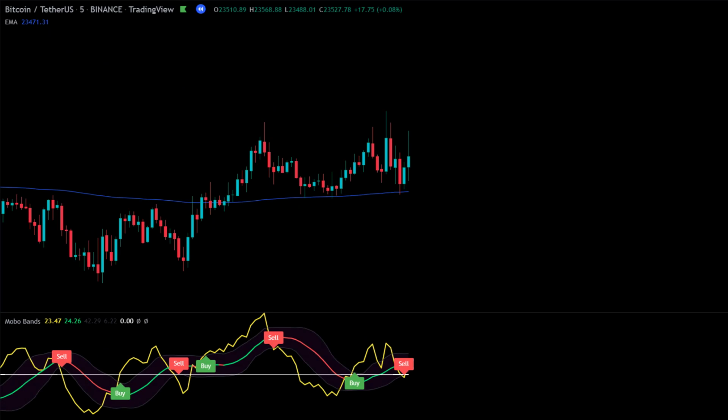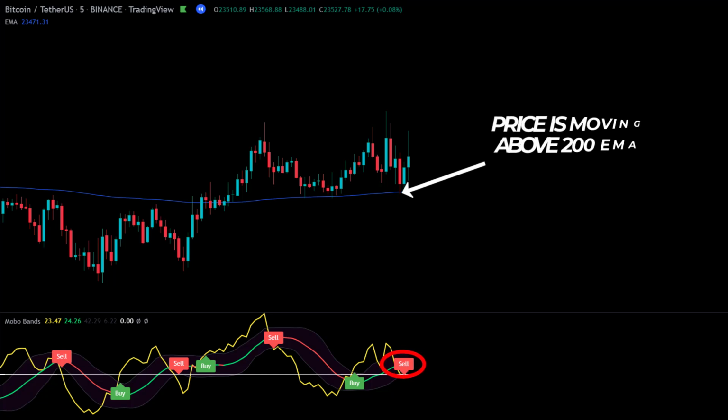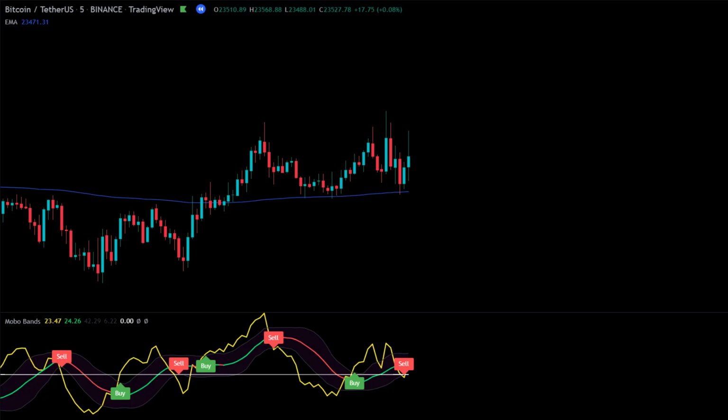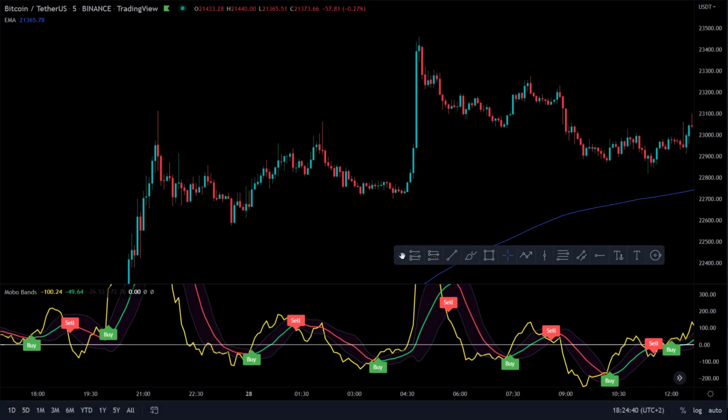So when you open a sell position, make sure that the price always moves below the 200 EMA. In this example, you had not opened a position because the price was still moving above the 200 EMA. In this case, you wait for a sell signal and ignore these buy signals.